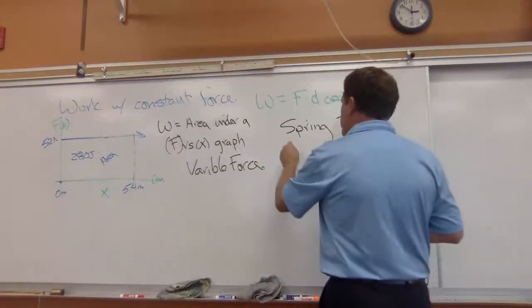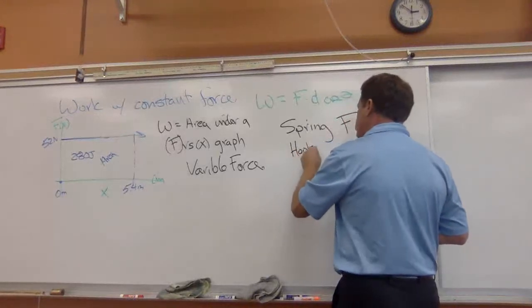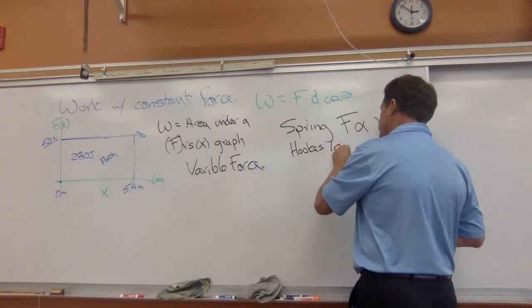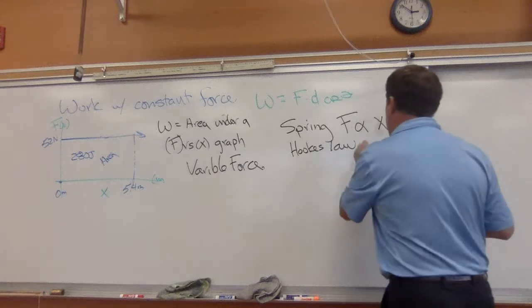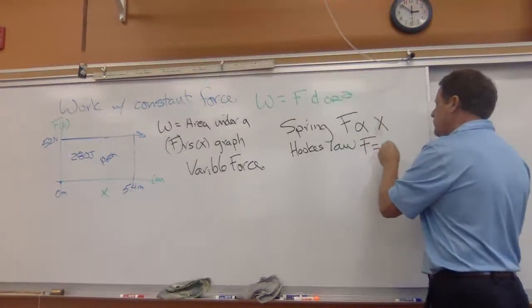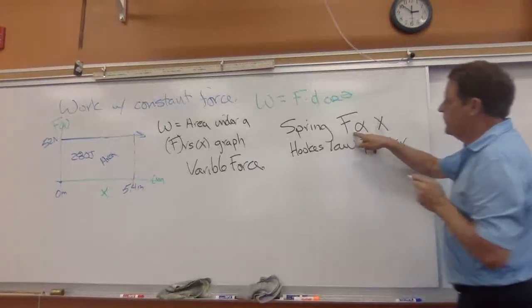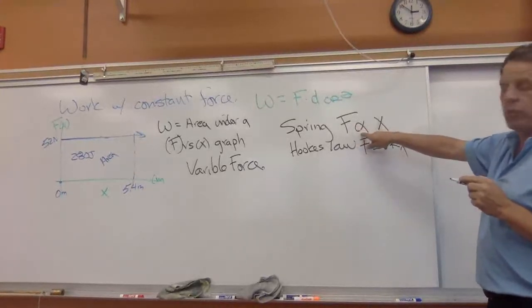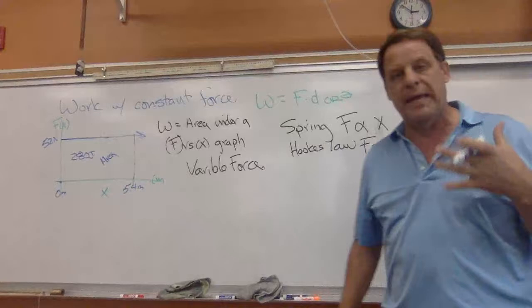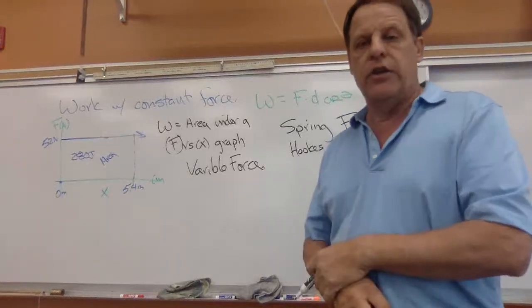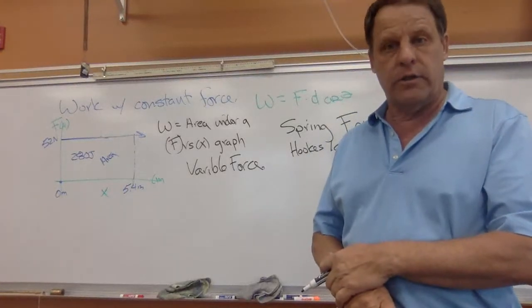Now there's something called Hooke's law, and that is F is equal to negative kx. We can see here that whenever you have a proportionality and you want to make it into an equal sign, you would just add a constant.